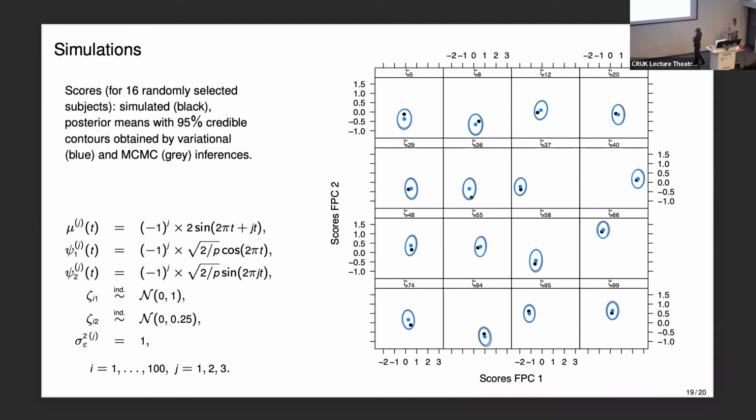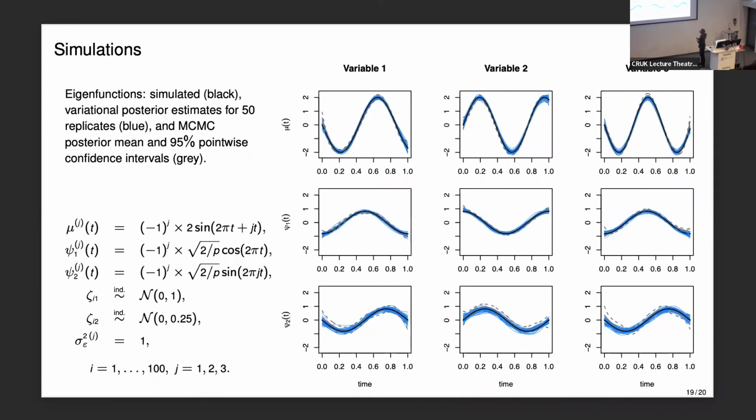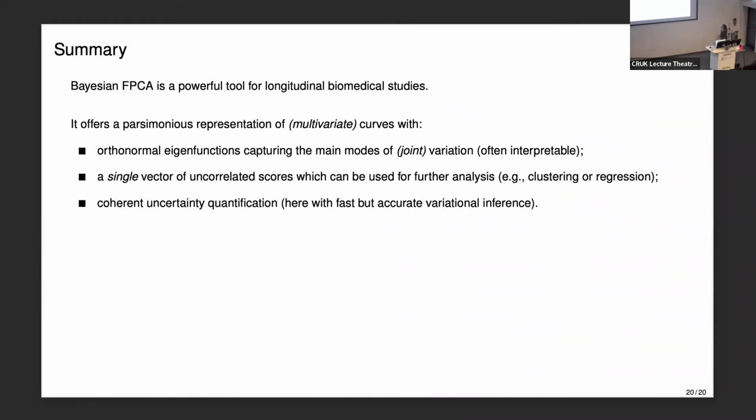So you see we get very good inference on this course in general. Actually, there is a slight underestimation of the variance with the variational contours in blue compared to the MCMC contours that you may notice, but it's very minor, I think. And finally, these are the eigenfunctions with the true curves in black and the fits from 50 different replications in blue here.